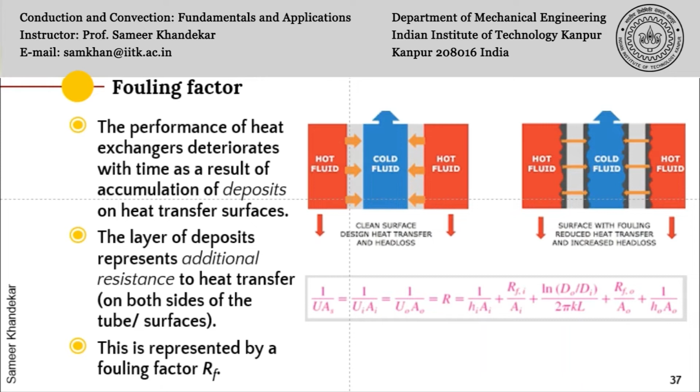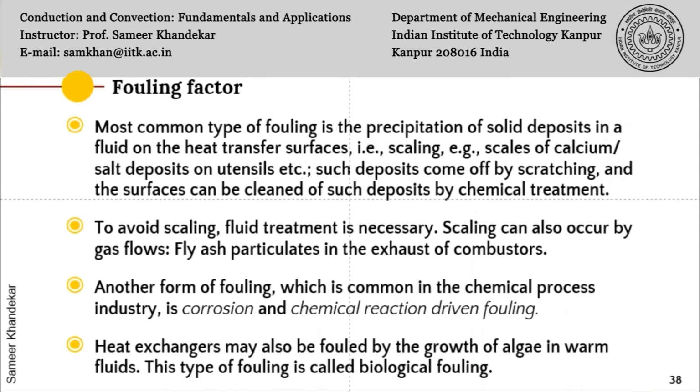So let us move on to slide number 38 and see how we quantify it and what the implications of this fouling are on the overall performance. Before we go, let us see what the reasons for this fouling are and what the different types are. The most common type of fouling is the precipitation of solid deposits in a fluid on the heat transfer surfaces, which is also called scaling.